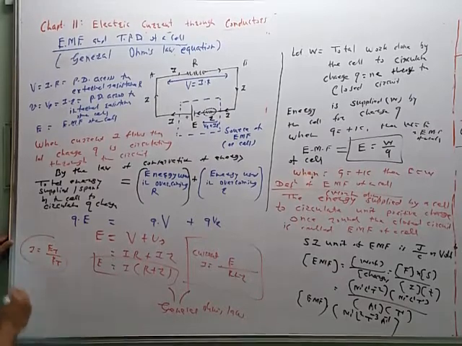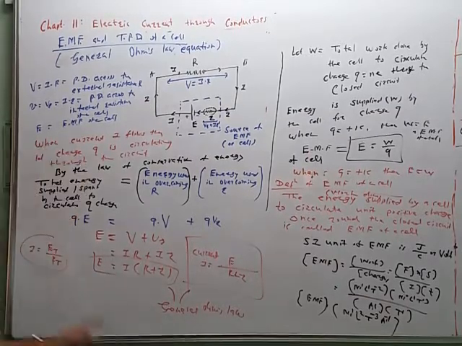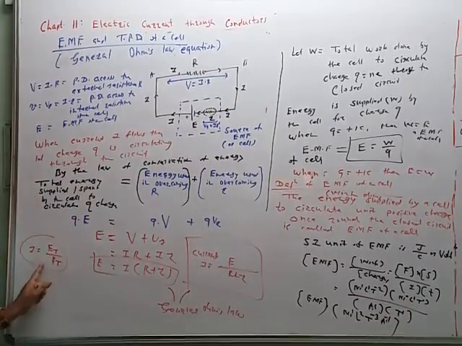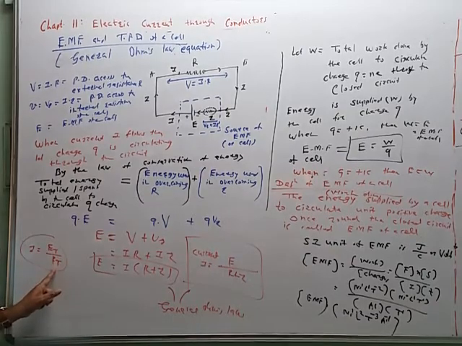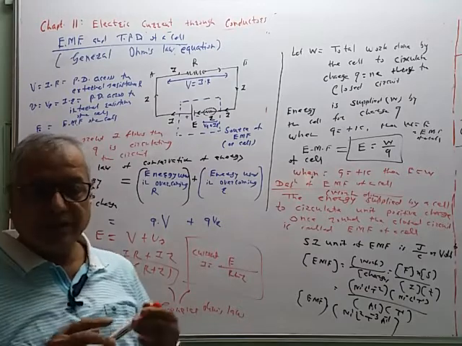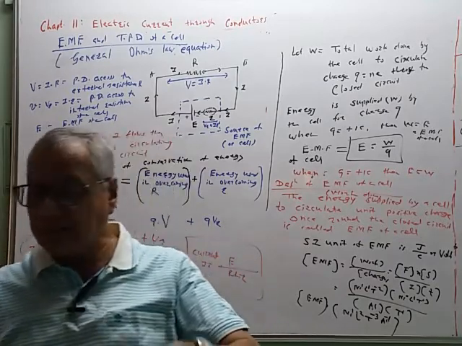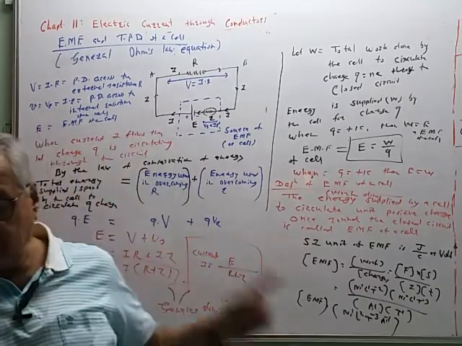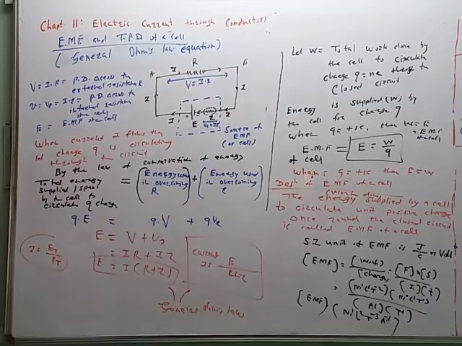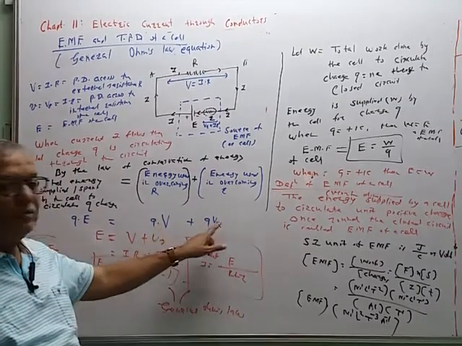So when we use the cells in series and parallel, this equation we are going to use so many times. Total EMF in the circuit upon total resistance in the circuit, that is the current supplied by the cell. So the cell may be connected in series or may be connected in parallel. Now in this equation, what is V and what is VR?